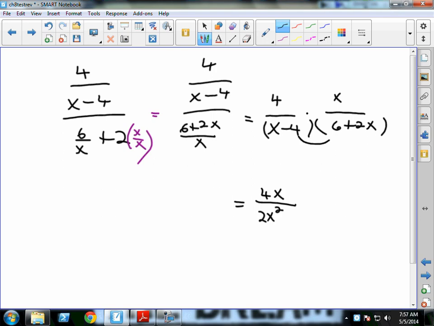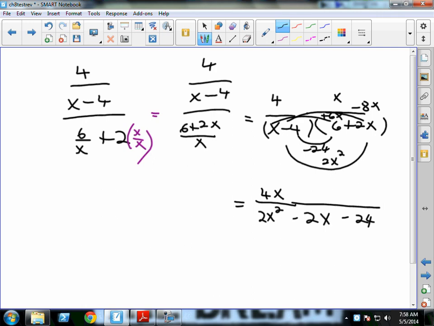If I FOIL, I'll get minus 24 on the end. I'm going to get 2x squared, that's already taken care of. What else am I going to get? I'm going to get minus 8x plus 6x. Minus 8x out of that, and then plus 6x. So I guess that's going to give me minus 2x here.